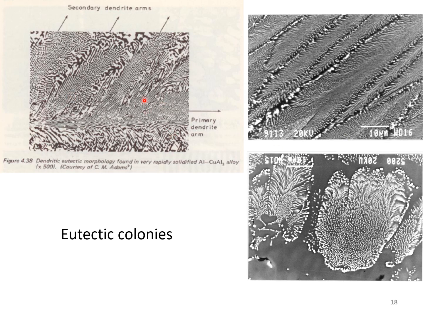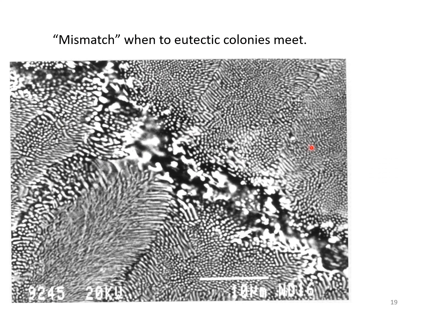Here's some eutectic colonies that are growing almost in dendrite form. There's some more eutectic colonies here, and just at higher magnification, when eutectic colonies meet head on, you often get a mismatch, and sometimes people think that's a different lot of phases. It's not.